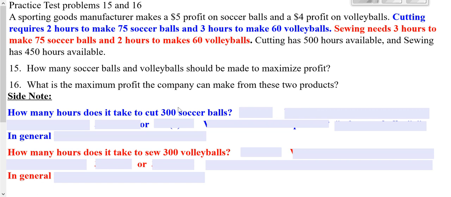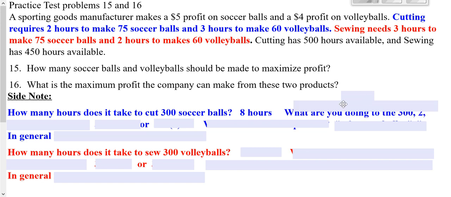Suppose we had 300 soccer balls. How many hours does it take to make 300 soccer balls? So if you think of this, it'd be 4 hours to do 150, so for 300 we double that. So in other words, it would be 8 hours. So that's one way to think about it.